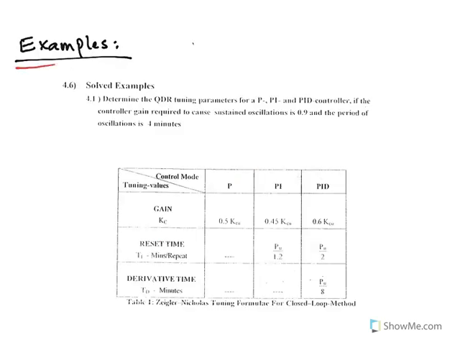Here we have an example of PID tuning. Example 4.1: determine the QDR, quarter decay ratio, tuning parameters for a PI and PID controller, if the controller gain required to cause sustained oscillation is 0.9 and the period of oscillation is 4 minutes. What do we mean by sustained oscillation? It is the continuous oscillation where we can find the ultimate gain and the ultimate period.